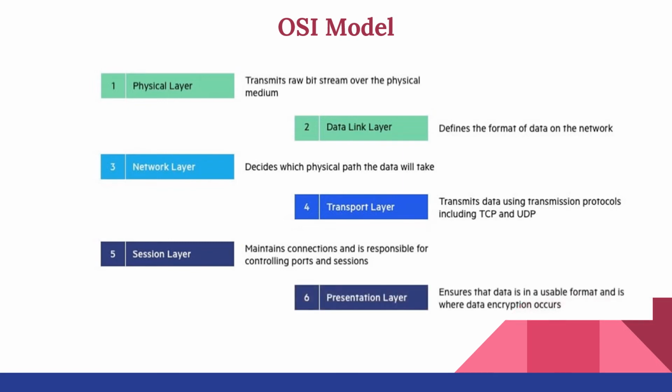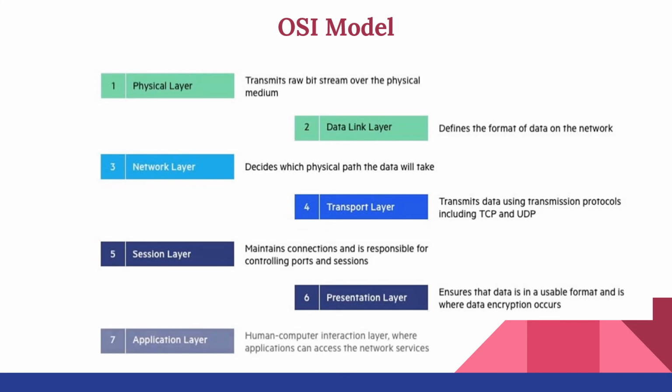Sixth, presentation layer, which ensures that data is in usable format and is where data encryption occurs. And seventh, application layer, and the most important, which is the human-computer interaction layer, where applications can access the network services.